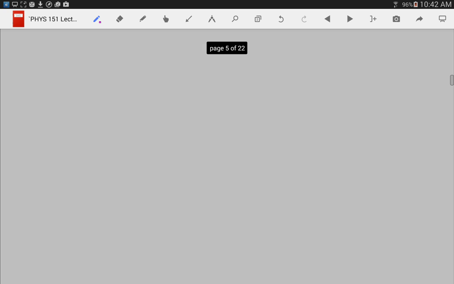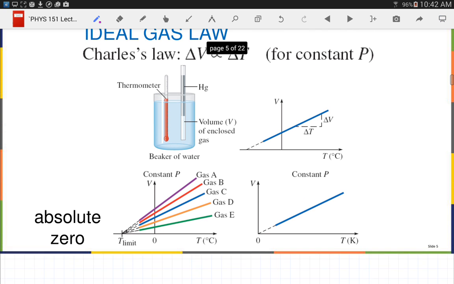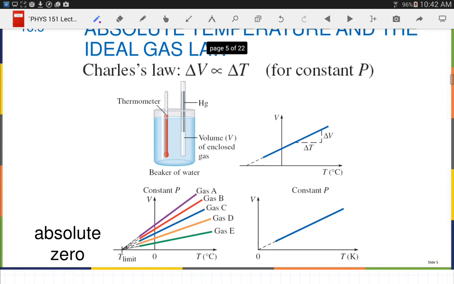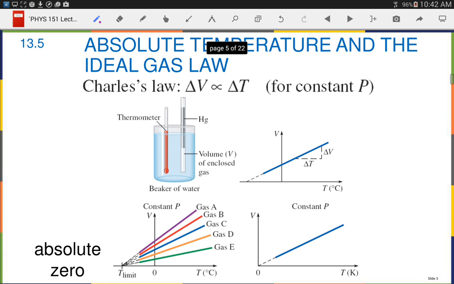Okay, so let's work on understanding these. First, we have the ideal gas law, and we start with Charles' law. I looked up his name. I think his name was Jacques or something like that. His last name was Charles, so this is taken from another textbook that puts an apostrophe s.